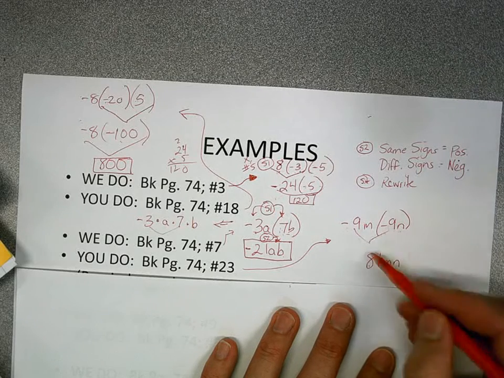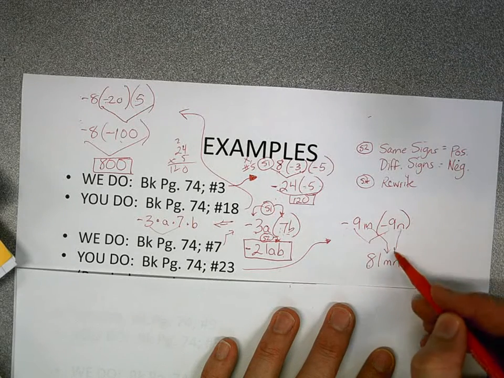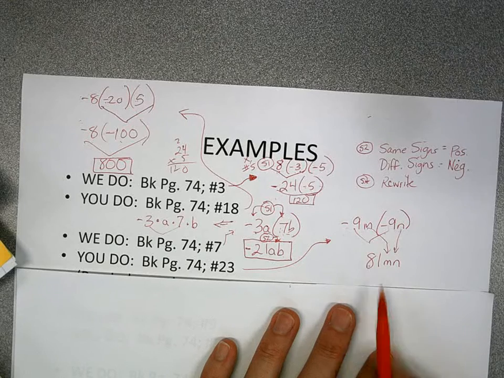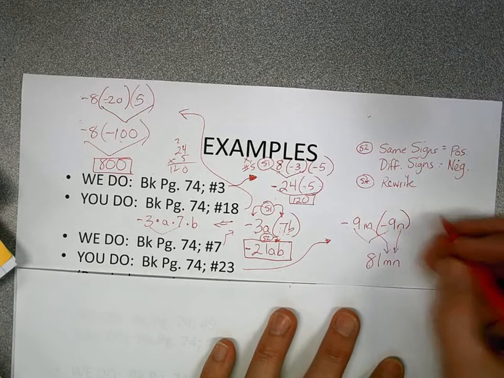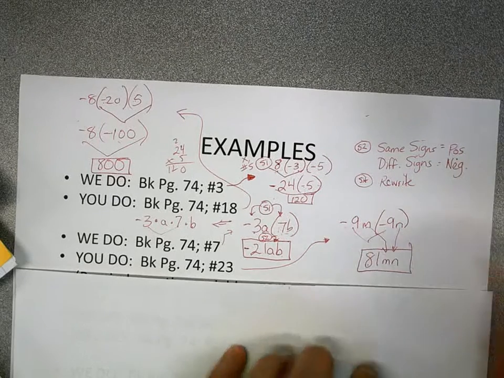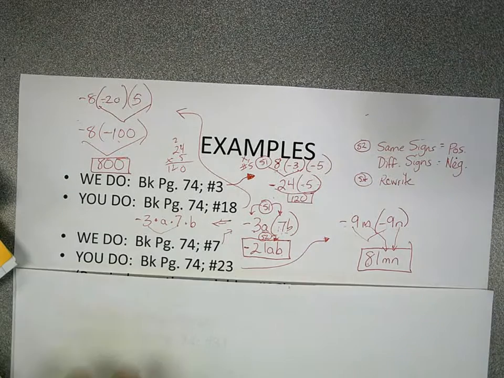And at this point, just know that you bring your variables down behind, right? And now we have 81mn, which remember means 81 times m times n, but this is how it's expressed. All right, good job, guys. Any questions? Okay, here we go.